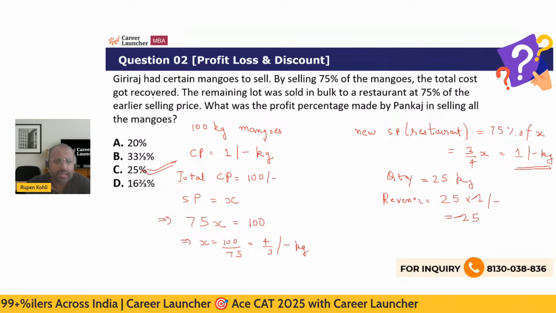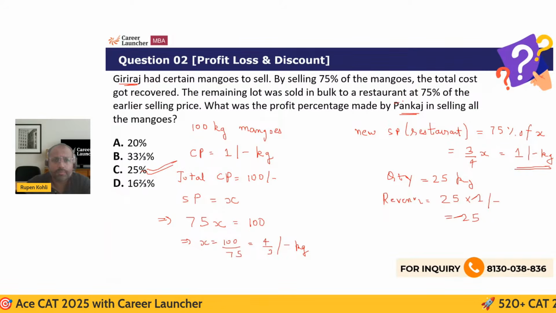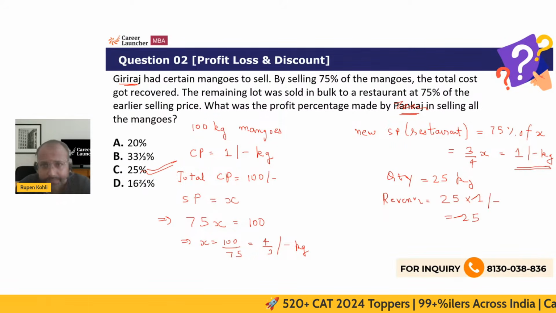I think just a small typo here. It starts from Giriraj, ends in Pankaj. Just a small typo there. Don't mind. But the answer is 25%.